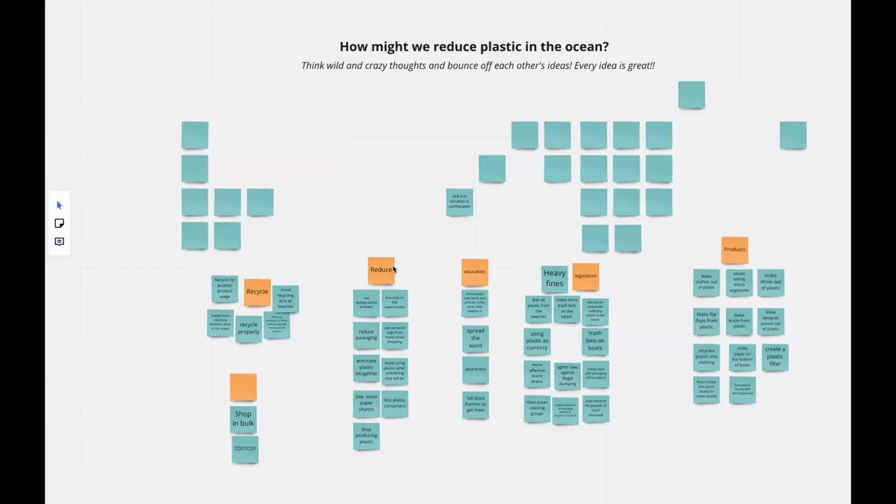So to the far right, we had recycle. And then around it, we had recycling for another product usage, creating more recycling facilities closer to the ocean, recycling properly, finding new products that incorporate non-recyclable plastics, more recycling bins on the beaches, right? So all these ideas around recycling. And then there are ideas around reducing, right? So reducing our use of plastic. So using biodegradable products, reducing packaging, eliminating plastic altogether, using more paper objects, stop producing plastic, less plastic containers, avoiding plastic when doing something else, using bags from home when shopping, less trips to the supermarket. So we start to see all the ideas that make sense together.